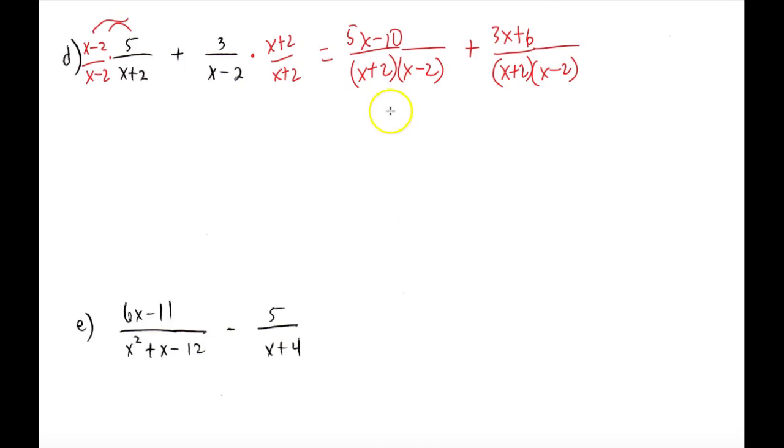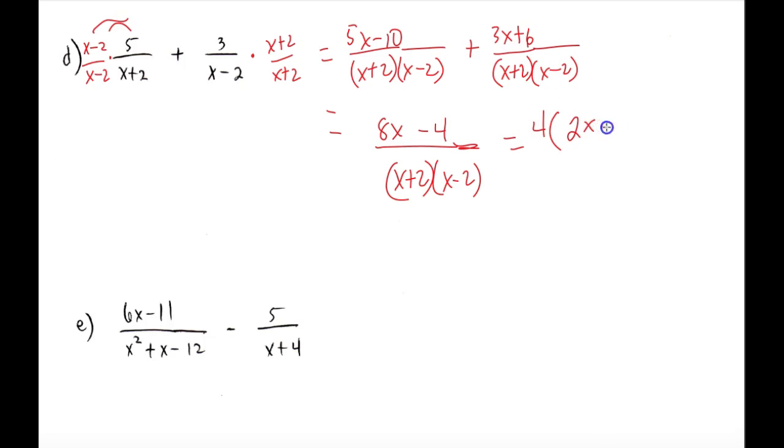Okay. And then from there, we would just combine like terms. So 5x plus 3x is 8x. Negative 10 plus 6 is a minus 4. And from that point, there's not much else we can do with that. We could factor out a common factor of 4 if we wanted to. It won't really change much, but we could do that if we wanted to. And that would be our final answer there.